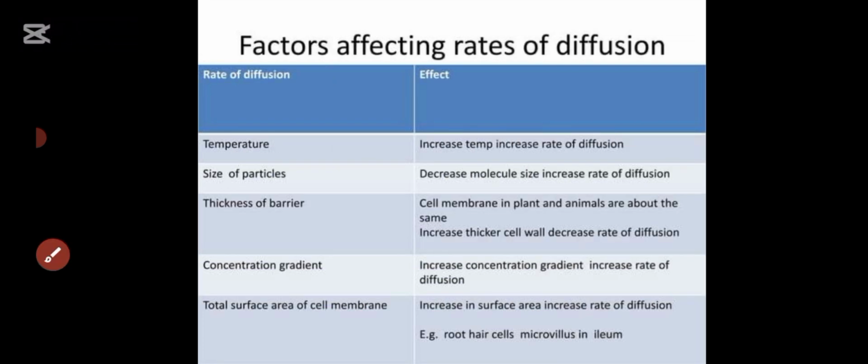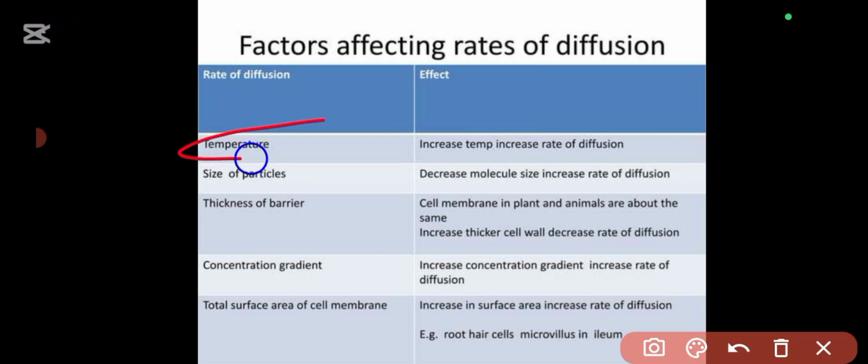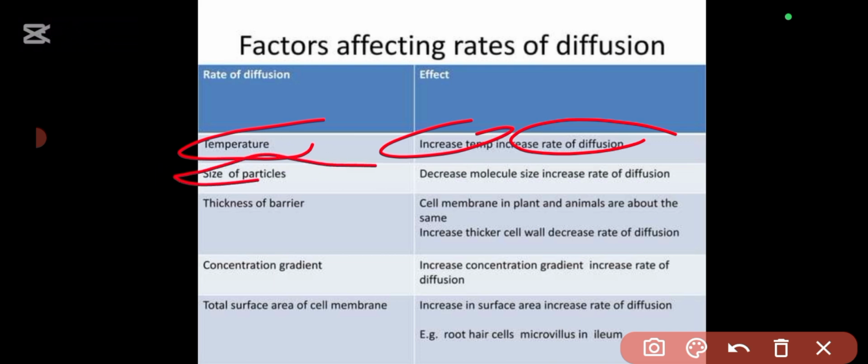Now, factors affecting rate of diffusion. Number one is temperature. Once the temperature is high, there will be a high rate of diffusion. The higher the temperature, the higher the diffusion. Then, size of particles. When particle sizes are large, diffusion cannot occur. So the smaller the particles, the faster the diffusion. Decrease molecule size, increase rate of diffusion.